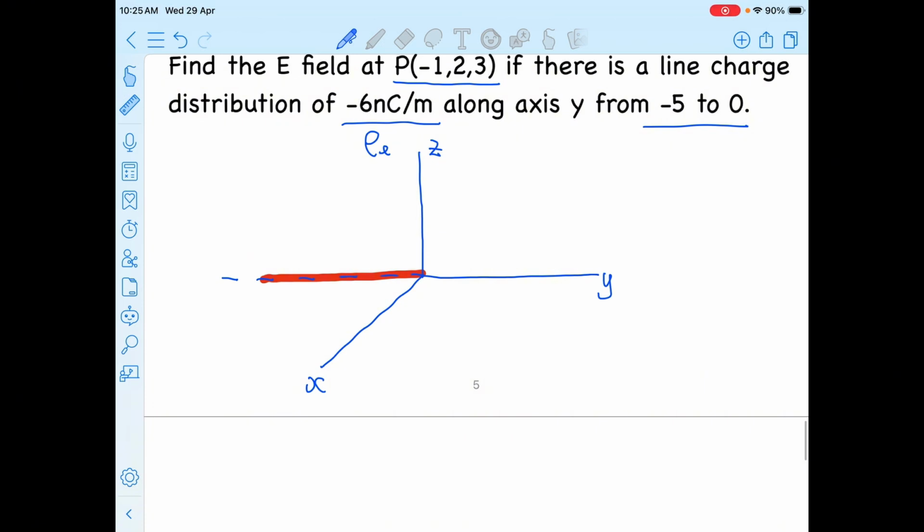So you have to find the electric field at the position (-1, 2, 0). So -1 basically is here, and 2 might be here, and 3, so it's here. So this is your position P. So we know what the length is, right? From -5 to 0.